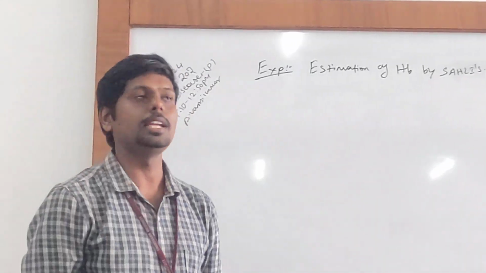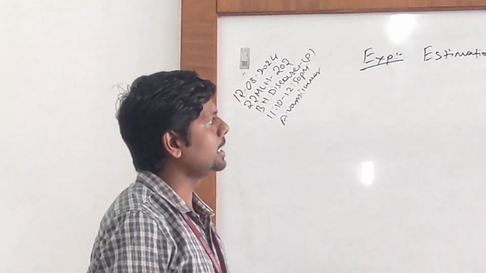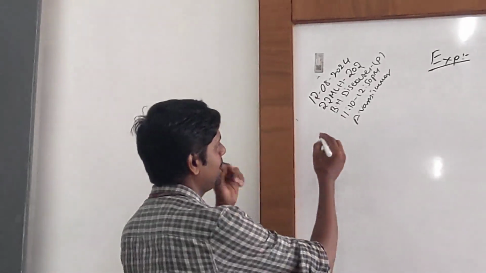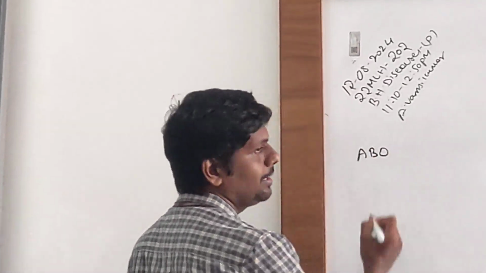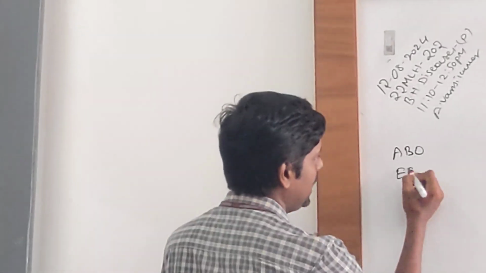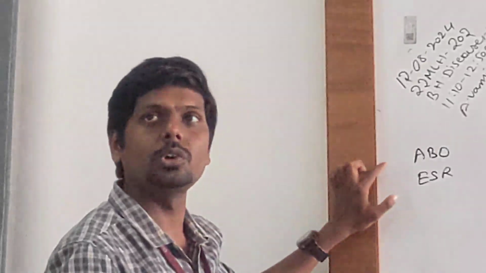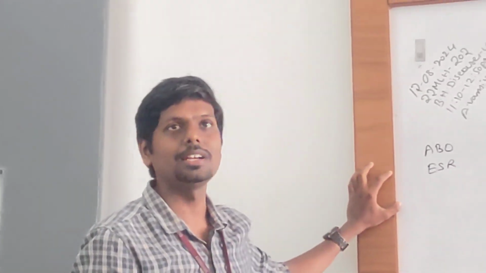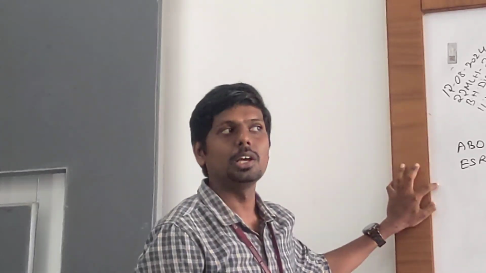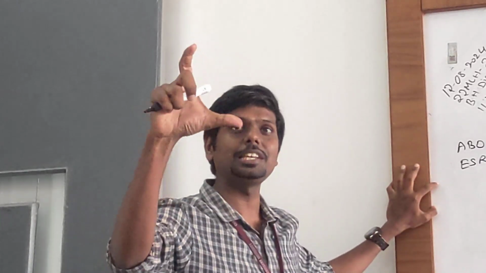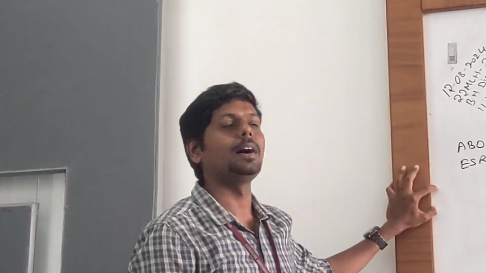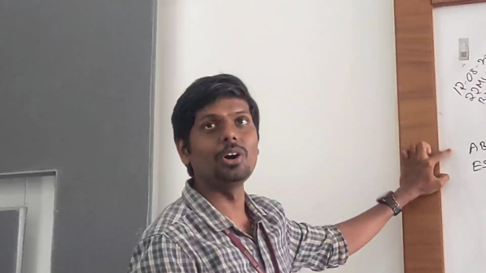Yes. Okay, listen. Today we will discuss the estimation of hemoglobin. So far, how many practicals have we completed? We completed ABO grouping. I hope you know everything about ABO. And we have completed ESR. Any more doubts in these two practicals so far? No, right? What are the methods of ESR? Westergren and Wintrobe. Which one is lengthier? Westergren.